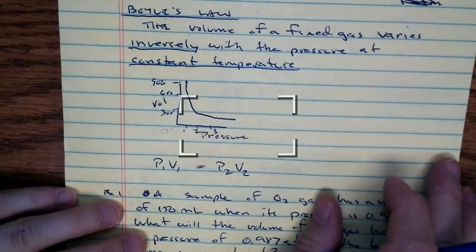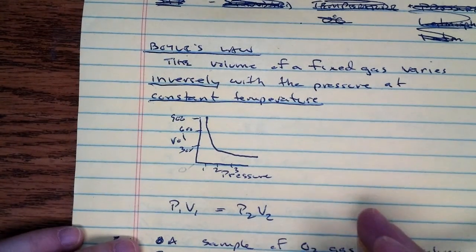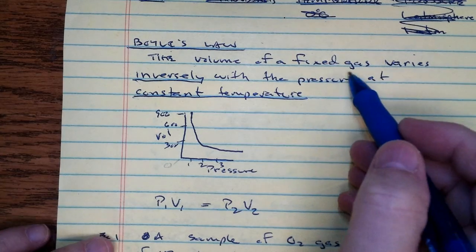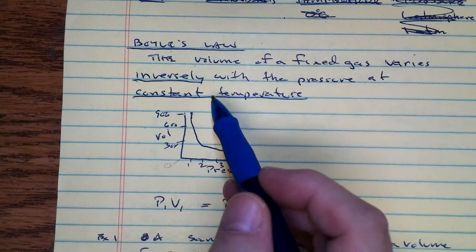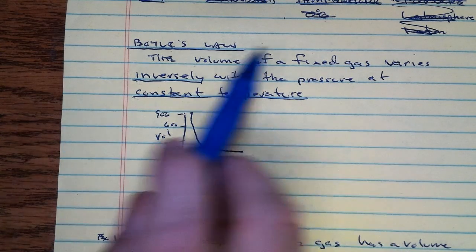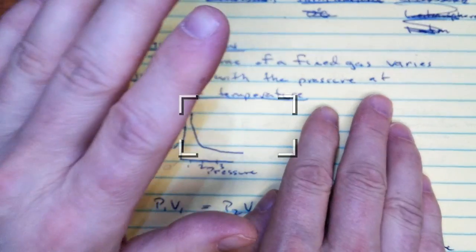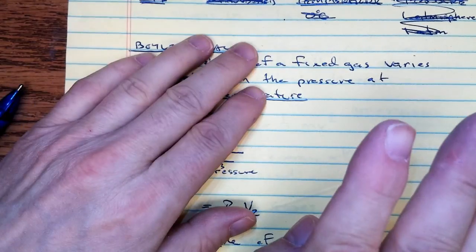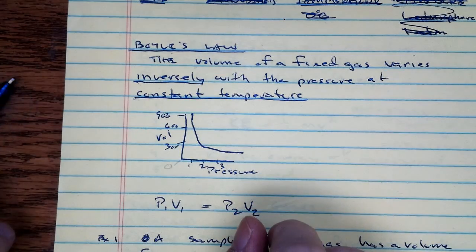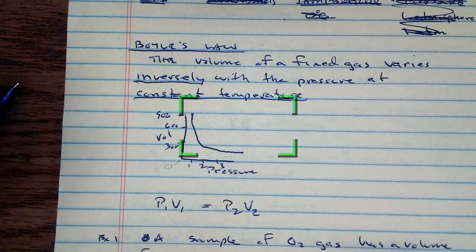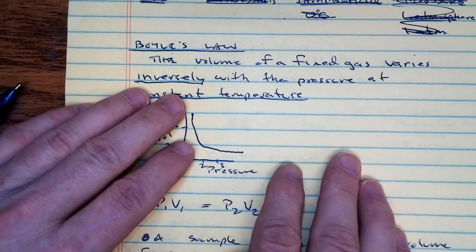All right, the first gas law is Boyle's law. This is when the volume of a fixed gas varies inversely with the pressure at constant temperature. What is inversely? Well, when one goes up, the other goes down. So this is inversely. One goes up, the other goes down. As compared to directly, where they both go up, they both go down.